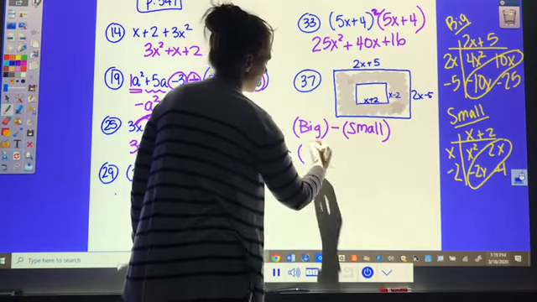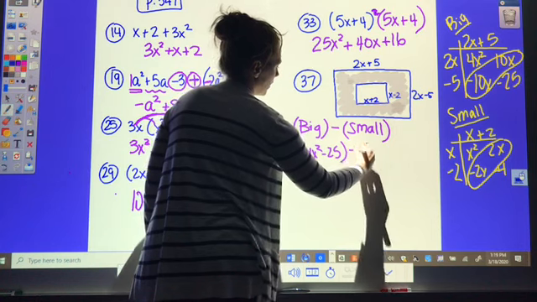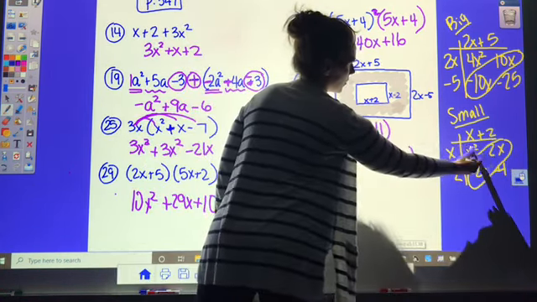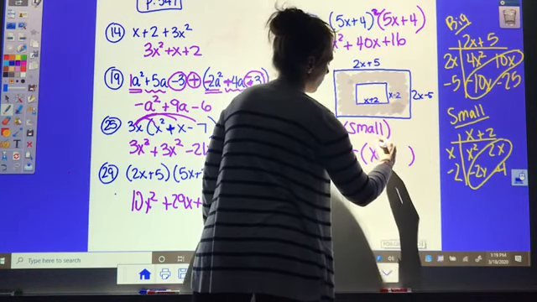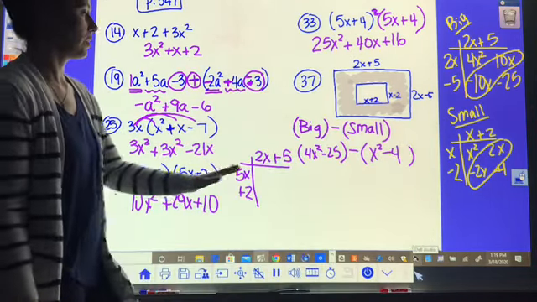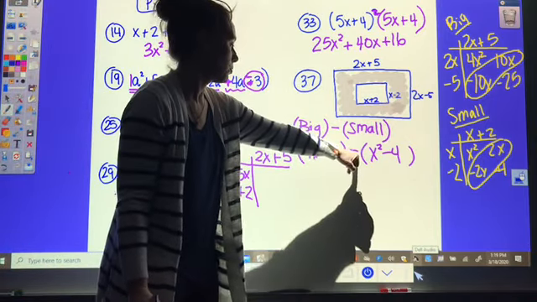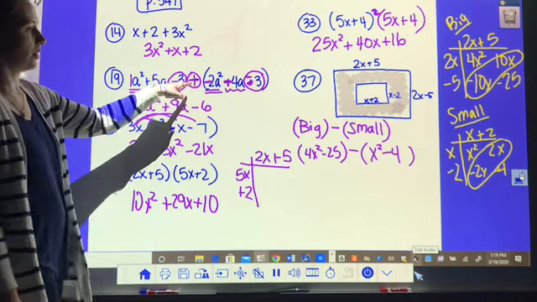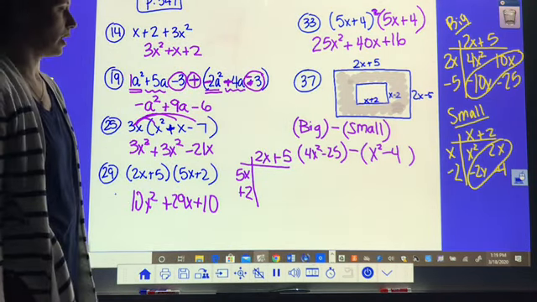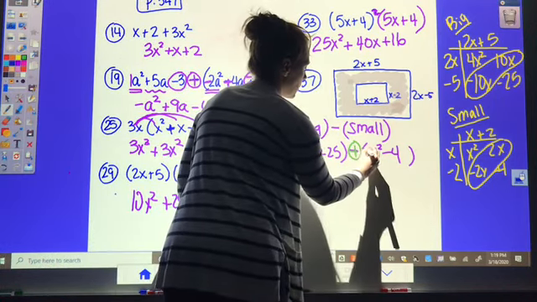So our big answer is 4x squared minus 25 minus, and our small rectangle's answer, because those cancel, is just x squared minus 4. Okay, now this question is a subtraction. This is not a multiplying 4 arrows. This is a minus or subtraction. So this is like what we did here. So we're going to add the opposite. I'm going to change to a different color so it shows up. So I'm going to take this and I want to add the opposite.